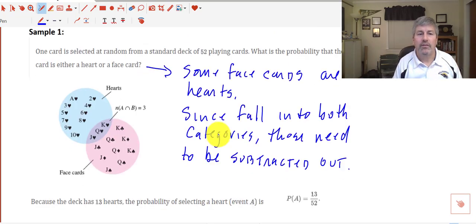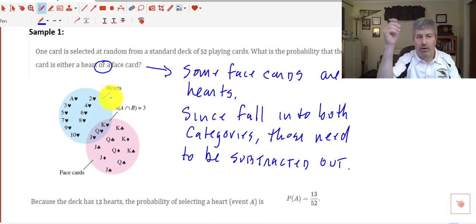So here's a sample. Let's take a look at this. One card is selected at random from a standard deck of 52 playing cards. What is the probability that the card is either a heart or a face card? So we've got this deck. We pick out a card. We want to know the probability that it's a heart or a face card.